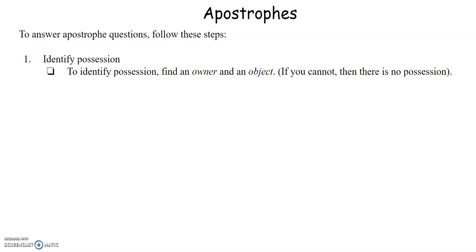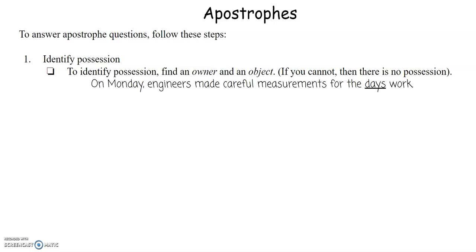So the first thing you're going to want to do is identify possession in your sentence or paragraph. To do this, you're going to want to find your owner and your object. If you can't do that, and this is a huge key, then there's probably not possession and you're not going to need an apostrophe. Let's look at this sentence, for example.